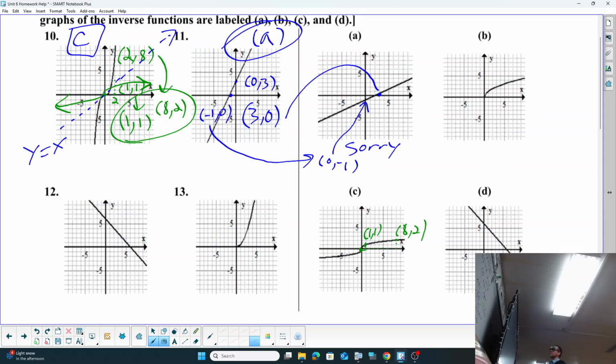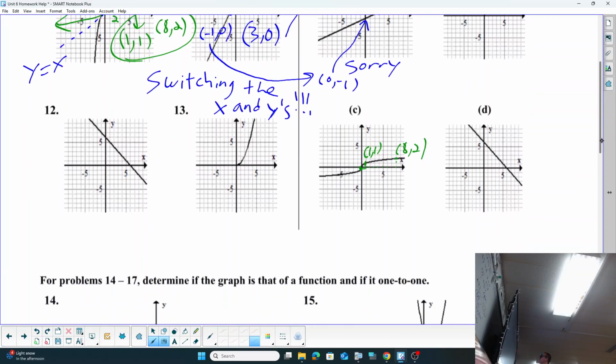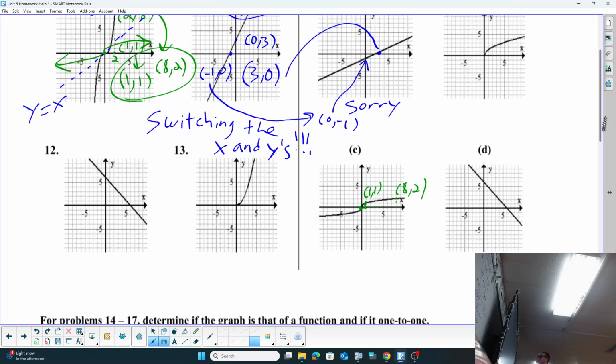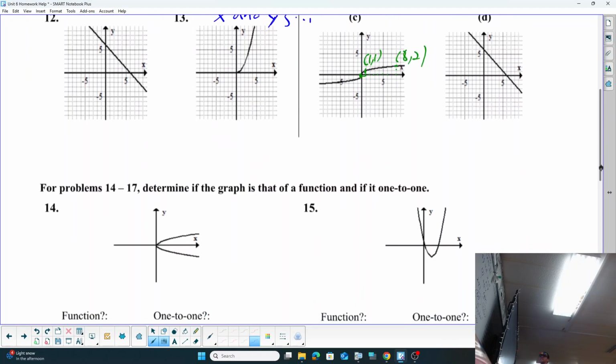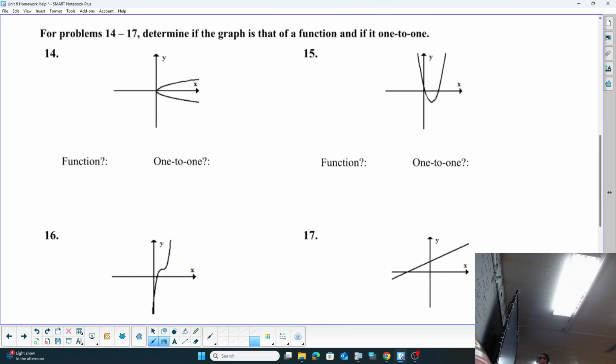You're just switching the x's and y's. That's the inverse. So give those a try. I'm pretty sure 13 is probably B, right? And 12 is D. Okay, then we got 14, 15, 16.